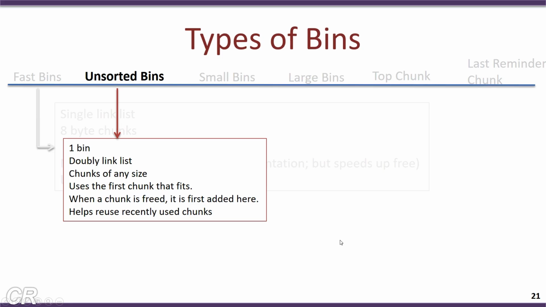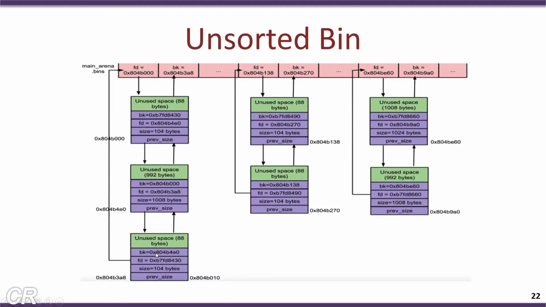Now, besides this, we have unsorted bins. This is one bin which is a doubly linked list that could have chunks of any size. The allocation policy used by ptmalloc is to use the first chunk that fits. When a chunk is freed, it gets first added here. So this is an example of an unsorted bin.